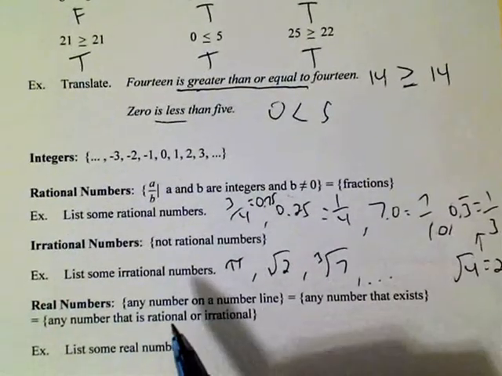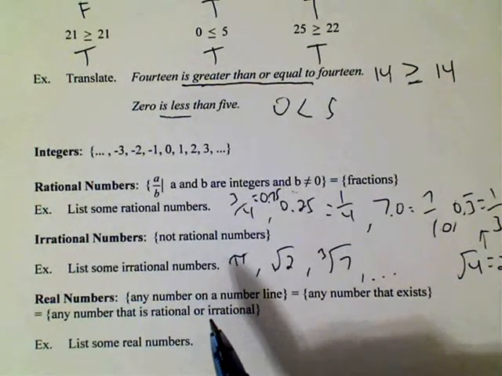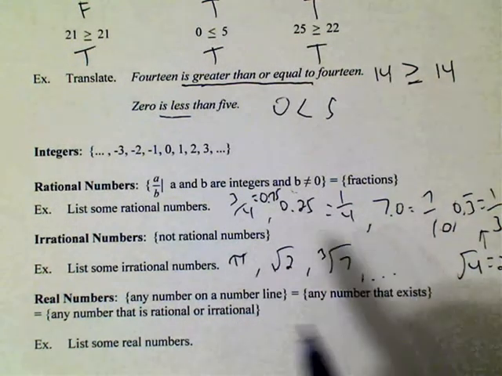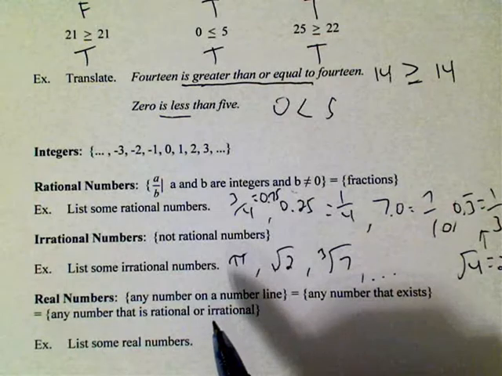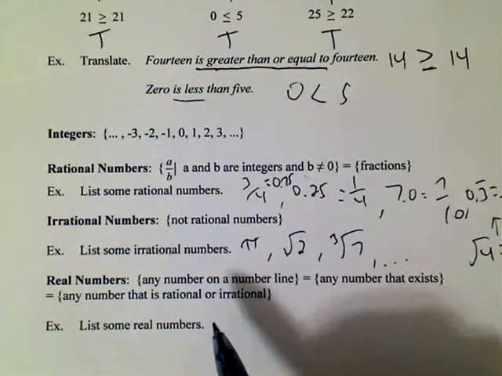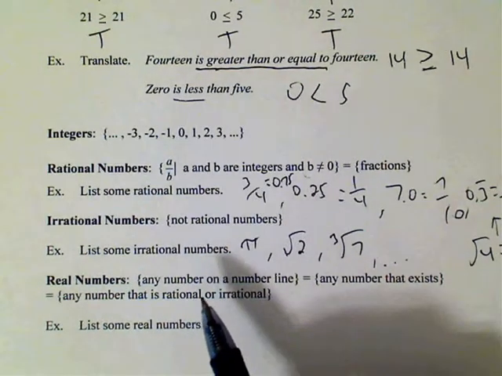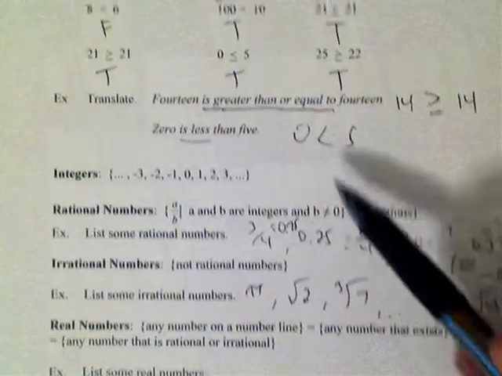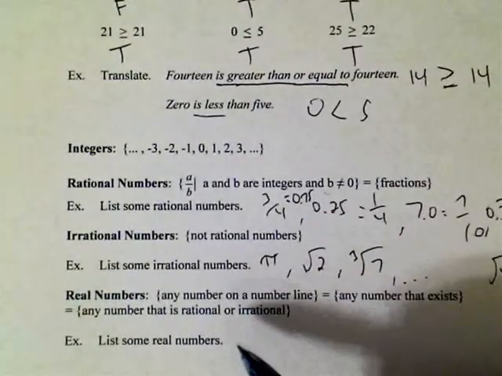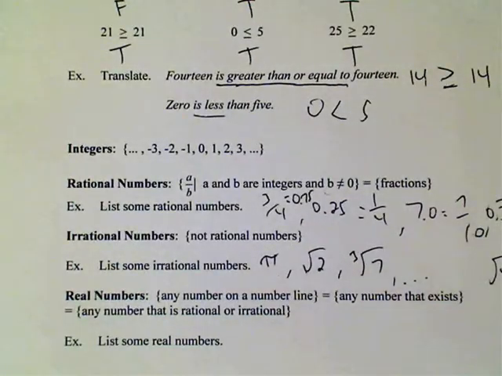Real numbers: pretty much any number you see in this class, or any number that exists, or any number that can be written on a number line. So in this class, any number that exists can be either rational or irrational. Anything that's listed on this paper is an example of a real number. So those are just some definitions.